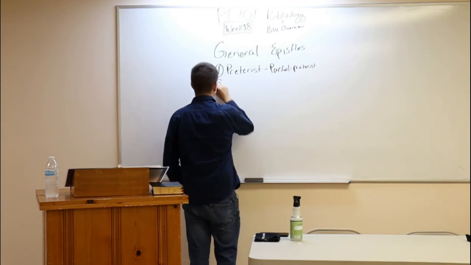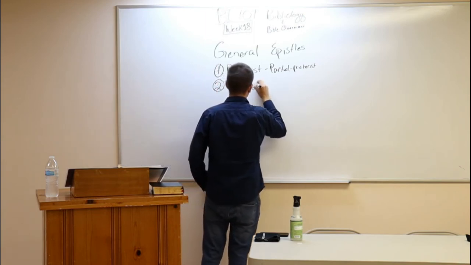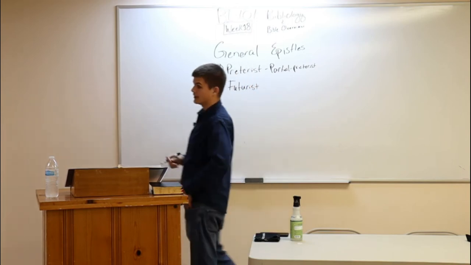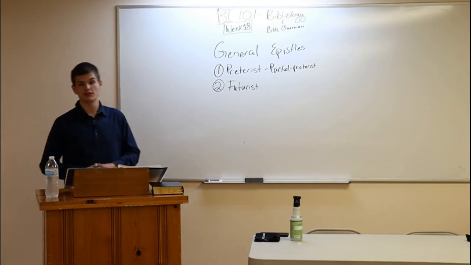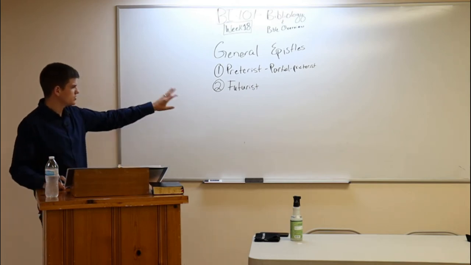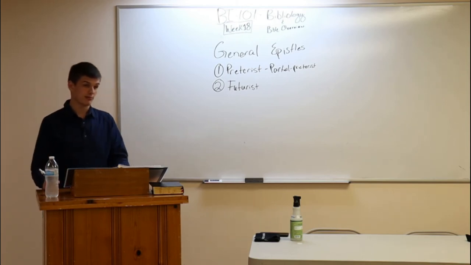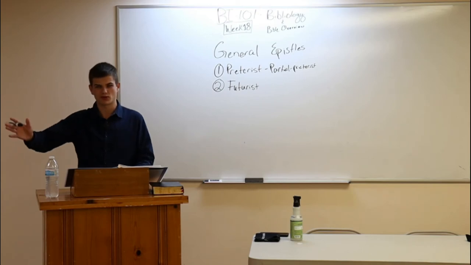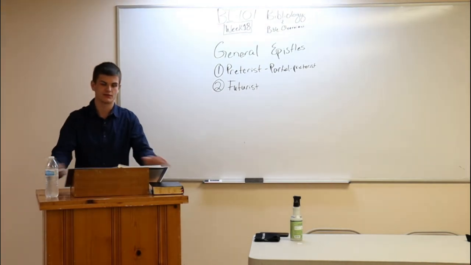Well, if the preterist position is all in the past, you guessed it, the futurist position is pretty much all in the future. So whereas the preterist says Revelation is completely fulfilled except for the last couple of chapters, most futurists, though there are some differences, most futurists would say at the beginning of chapter 4, some would say around chapter 6, but the bulk of Revelation has not occurred. That's the futurist position.